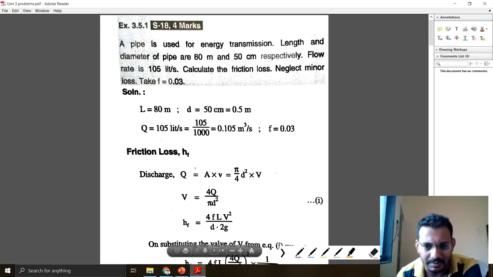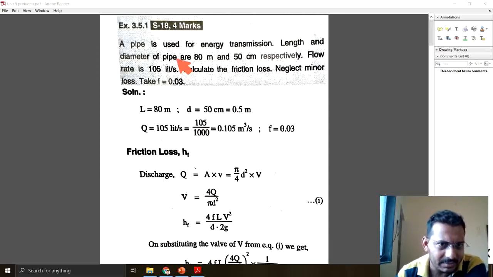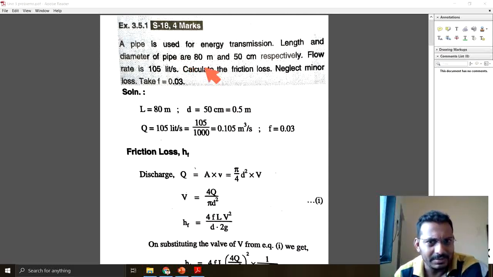This is the first problem. This problem is a basic fundamental problem to calculate the major loss. How to calculate the major loss? So what is the problem statement?